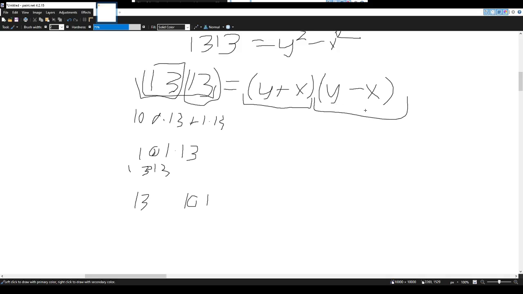Now, obviously, we're dealing with all positive numbers here. Well, at least we can say that. I don't think it really matters. So we can make that assumption. So obviously, the y plus x is going to be bigger than the y minus x, right? So this one has to be 101, and this one has to be 13. Okay, so y plus x is 101, y minus x is 13.